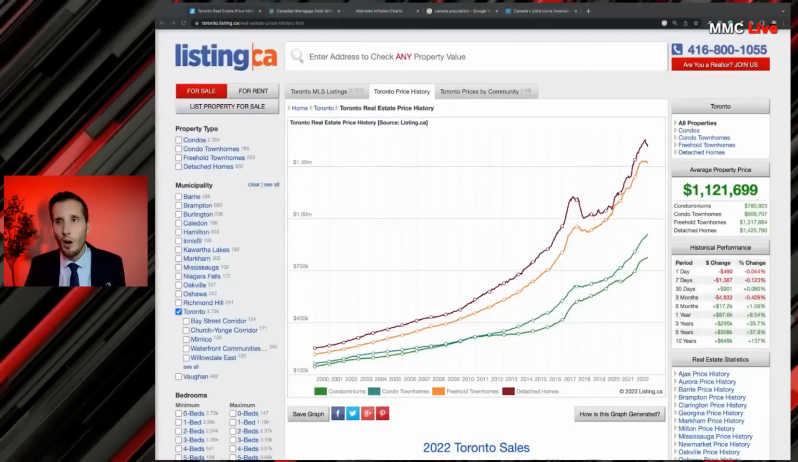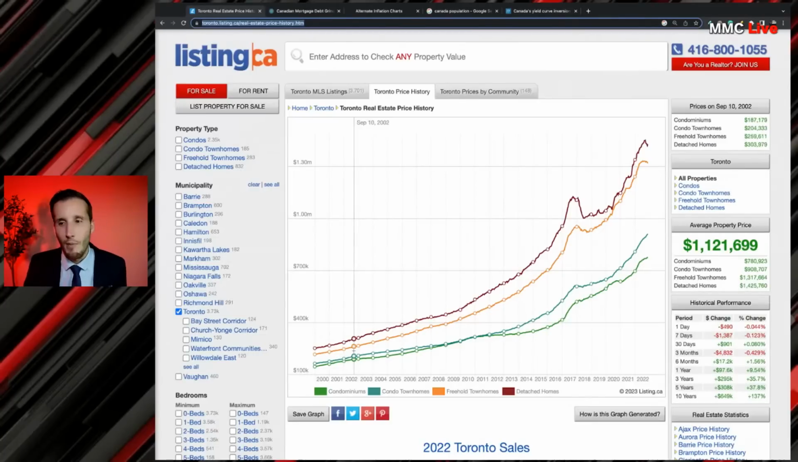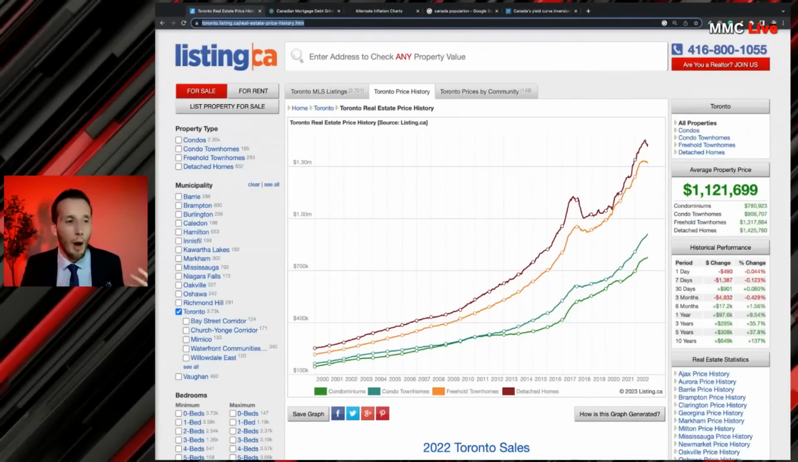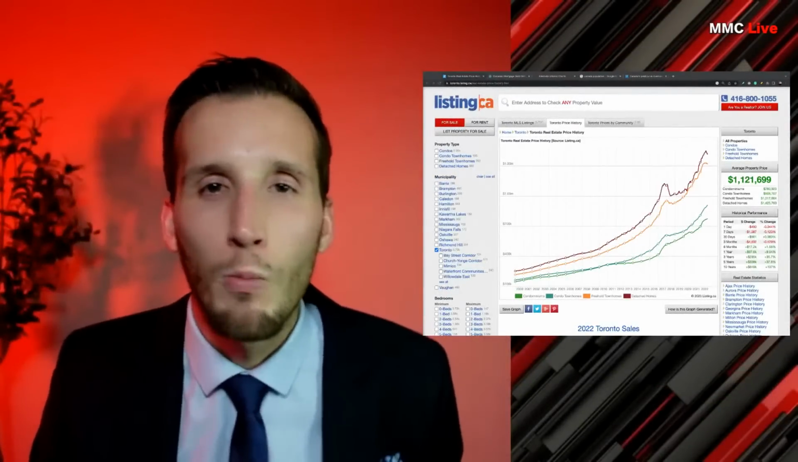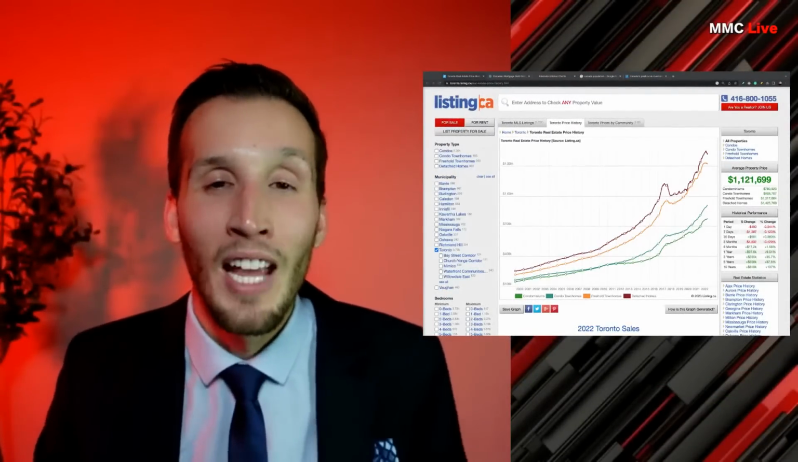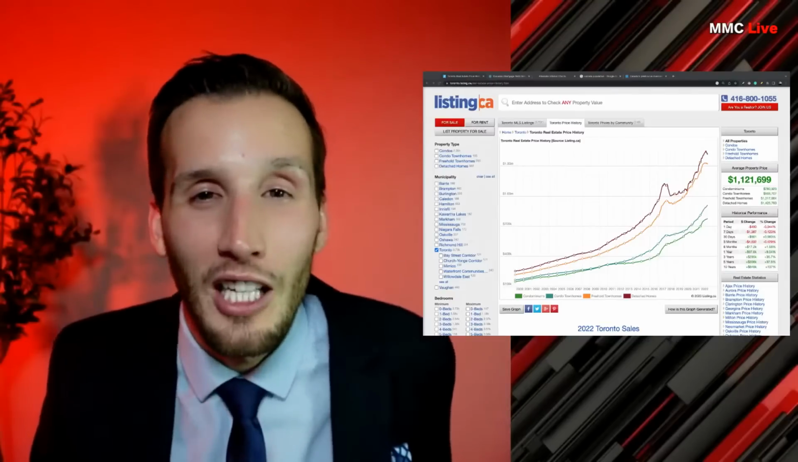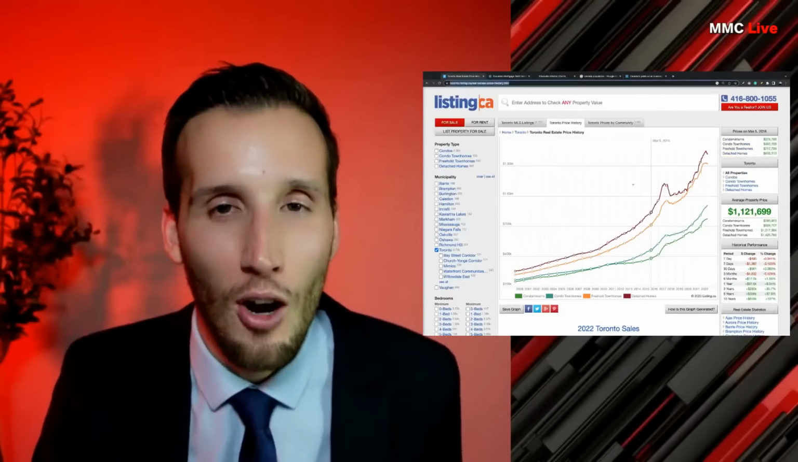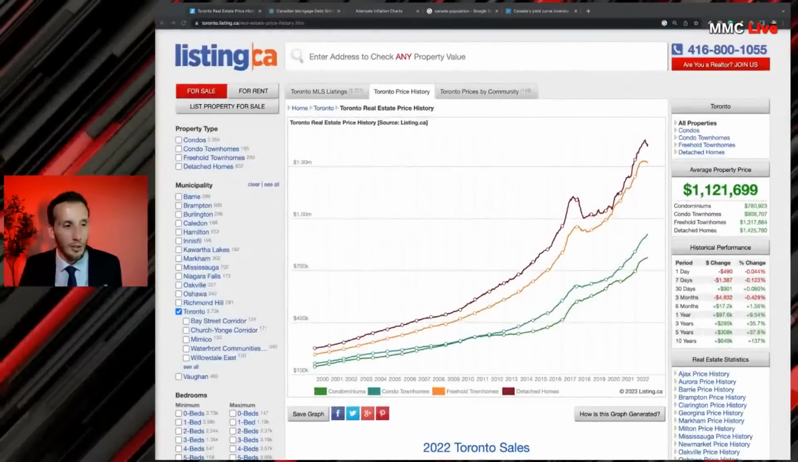So Toronto home prices, let's illustrate it using Toronto housing prices. Toronto is one of the biggest real estate markets in Canada. It's been the poster child for this mega super bubble, whatever you want to call it, and it has just absolutely exploded, as you can see from this chart right here. Prices have just absolutely exploded.